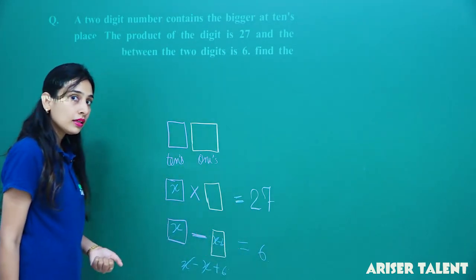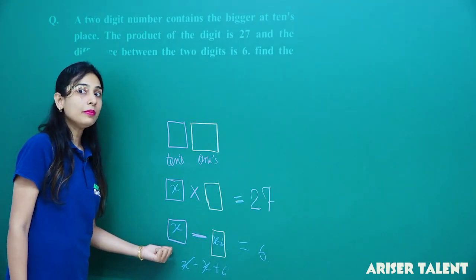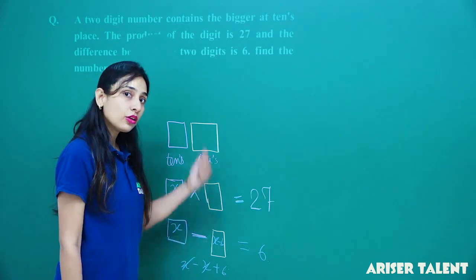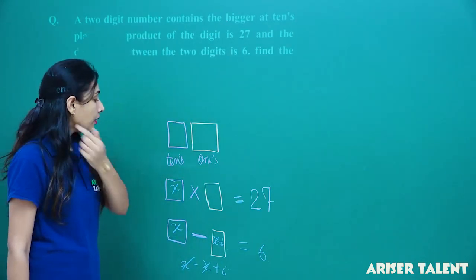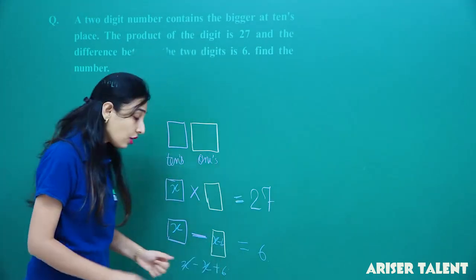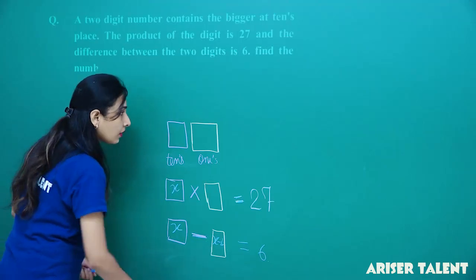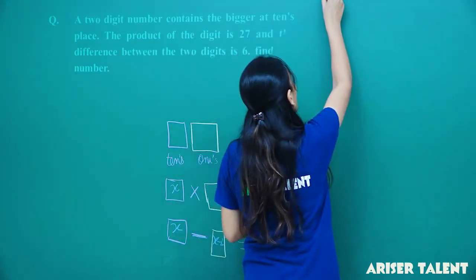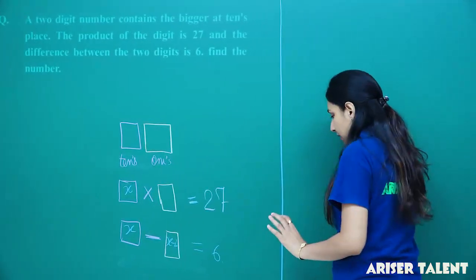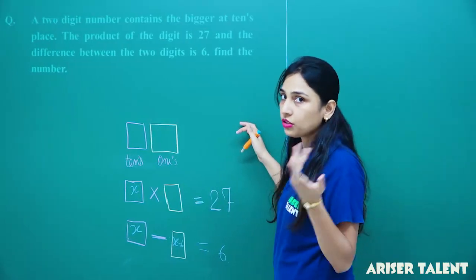So here I am having the answer. The assumption should be that my number on the tens place equals x. Then according to the question, my second number will become x minus 6. Right or wrong? Understood? Now students, I am taking this concept into my solution and solving this.